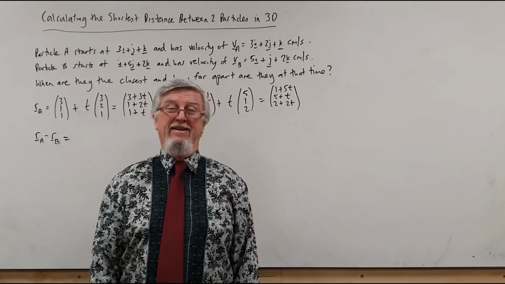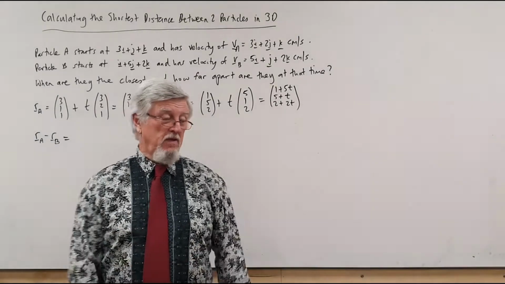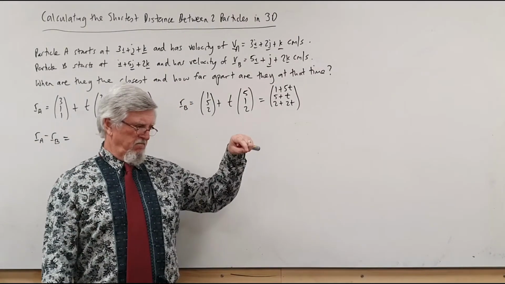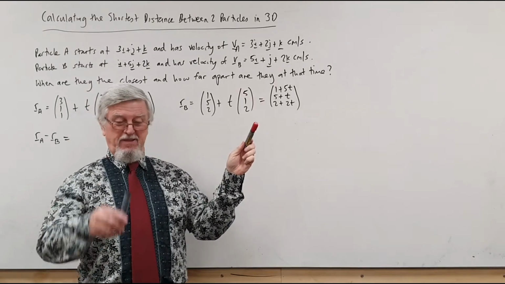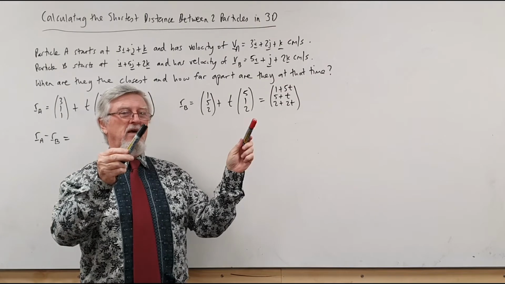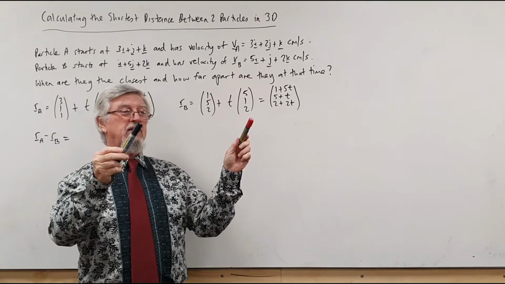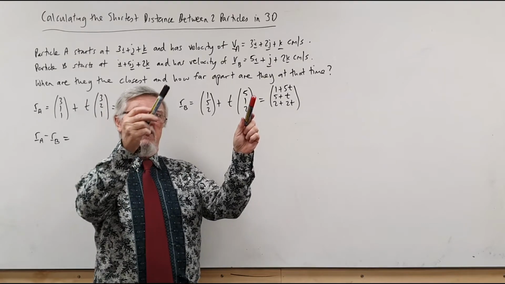Hi everyone, welcome back. Thinking about two particles and how close they go to each other. So if I started here, say, and I shot my pen through the air in that direction, and if I shot this pen through the air in that direction, will they hit each other? But at the moment I don't want to know if they intersect, I want to know how close they get to each other.